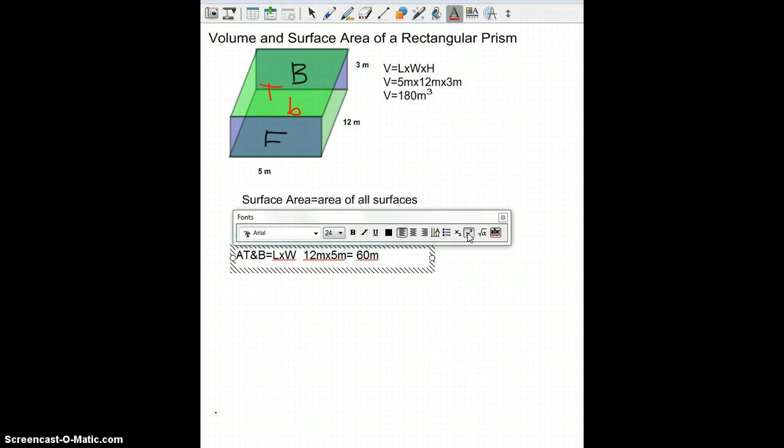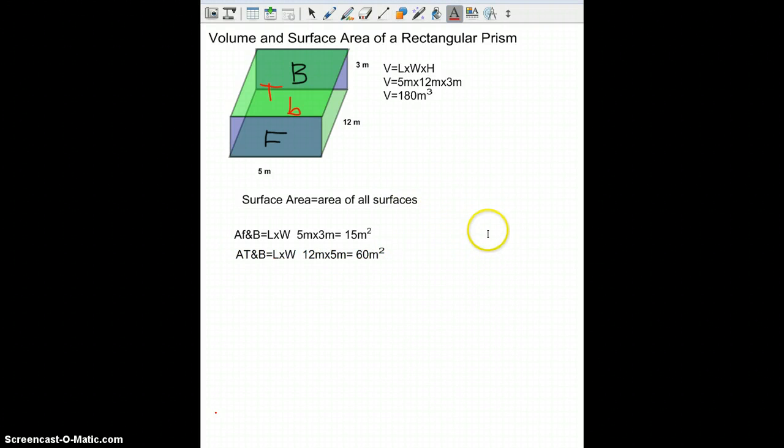And we'll get our squared there. Okay, so we got 60 meters squared. And finally, we have our sides. And so we'll do our side 1 here, and we've got side 2 over here. And we identify that, and that gives us a length of 12 and a width of 3. So length of 12 and a width of 3. And so we'll write that down here.